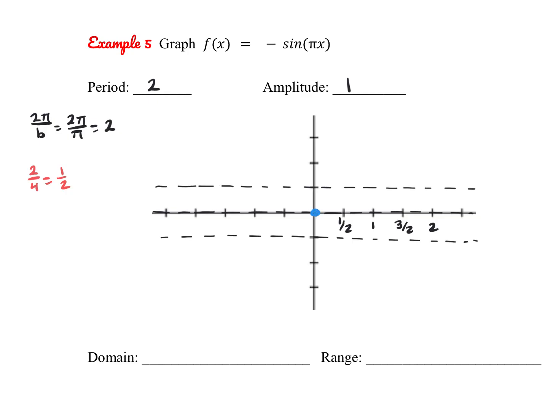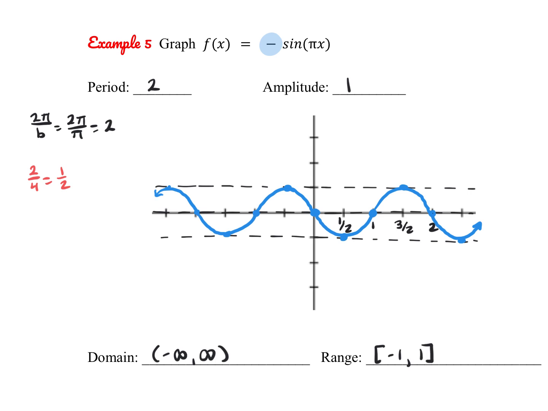Now remember, the other change I need to watch out for is that negative out front. The negative tells us instead of going up first, we go down first. But then it's just following that same pattern. Again, a really important part of this is that we've scaled our x-axis accordingly. If we were still scaling it as pi over 2, pi, 3 pi over 2, 2 pi, this graph wouldn't be right. So you need to make sure that your x-axis is scaled properly. That's absolutely part of having a correct answer here. And our range is from -1 to 1.